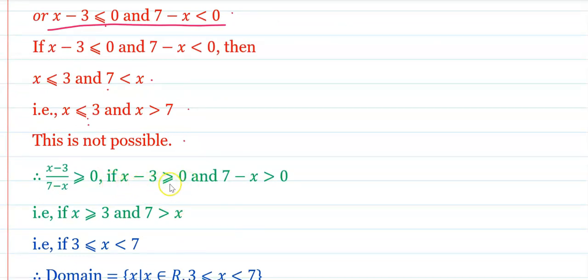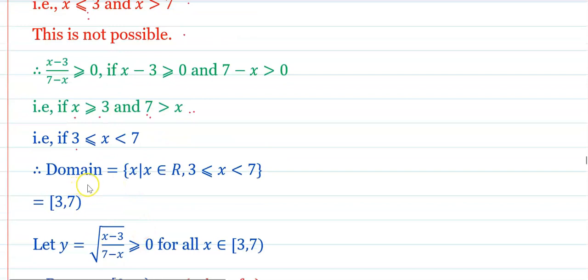Add 3 on both sides. Then plus 3 minus 3 will get cancelled, and here you will get x is greater than or equal to 3. Add x on both sides, then here you will get 7 is greater than x. Means the x is greater than or equal to 3 and 7 is greater than x. The value of x is greater than or equal to 3 and less than 7. That means the value of x is in between 3 and 7, or equal to 3 also.